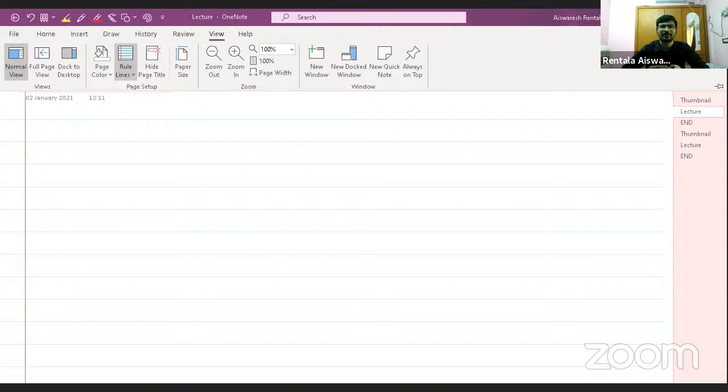Then I'll start with linear programming. In linear programming, I have included all the things, I mean the graphical method, the simplex method, transportation, and assignment. Everything will be coming under the linear programming chapter only.